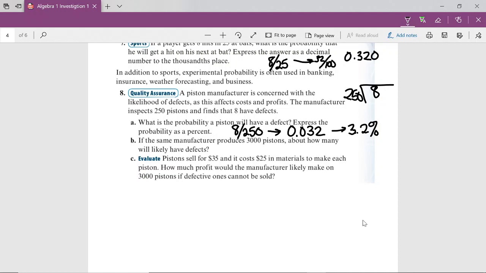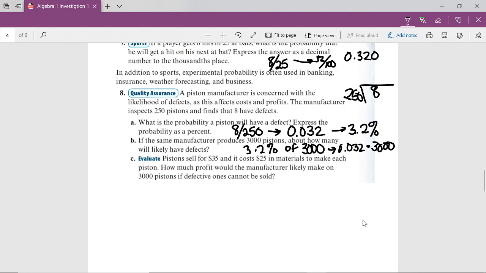B, if the same manufacturer produces 3,000 pistons, about how many will have defects? Well, what we are saying is based on our experiment, 3.2% of those 3,000 pistons will have defects, which actually means what I'm doing is taking this 0.032 and multiplying by that 3,000.